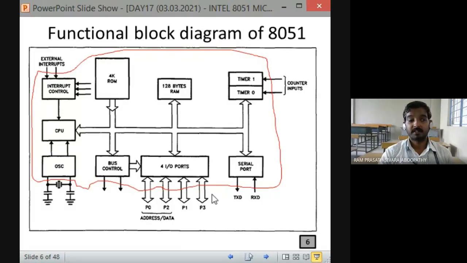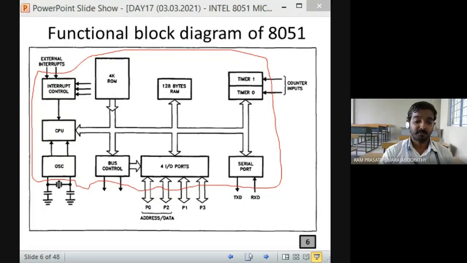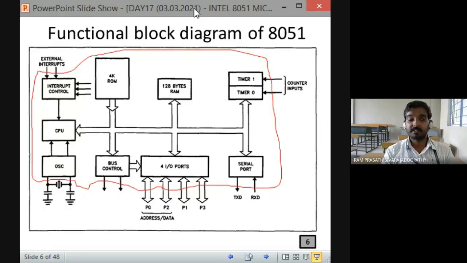Fine. I will tell you one interesting thing. This 8051 is a 40 pin IC. Okay. So 8051 microcontroller is a 40 pin IC. Correct? Out of that 40 pins, how many are port pins? Can you people type it in the chat? 32 port pins. What about the remaining number of pins? 8. Okay. 8. Fine.